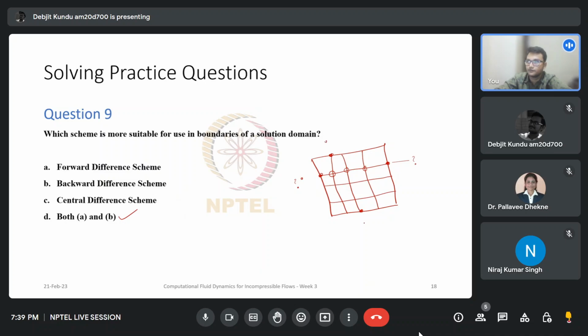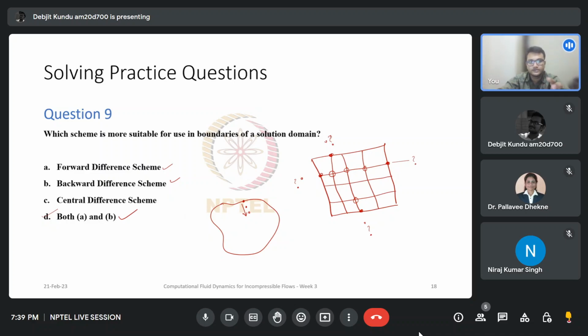So for this one, these are not present. So I have to use a scheme which goes inward to the domain. If I have a domain like this, I have to go inward always. So I'll draw an irregular shape, something like this. Any point I have, in order to calculate gradients, I'll have to go inward. So either forward difference scheme or backward difference can be used. And as far as options are considered, option D, both A and B, would be the correct answer.